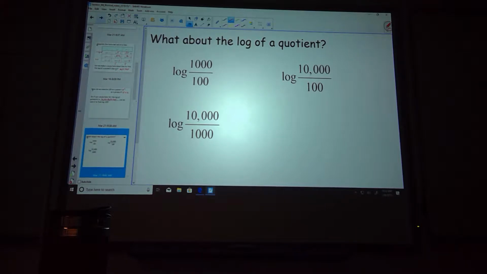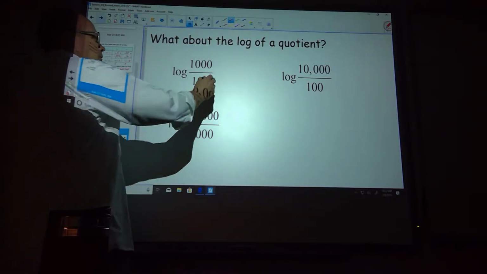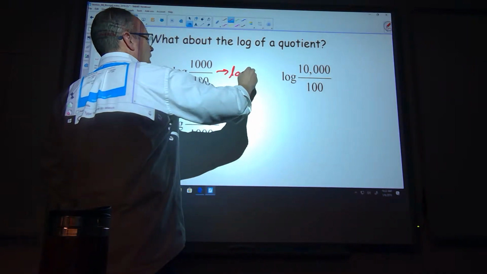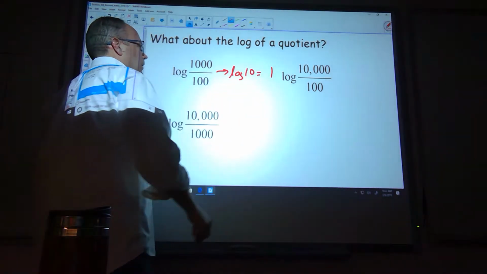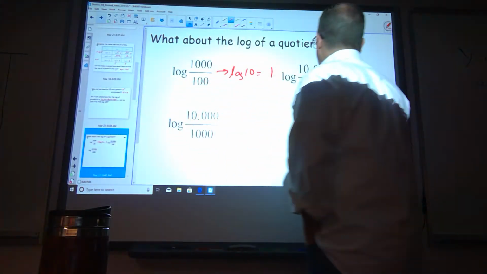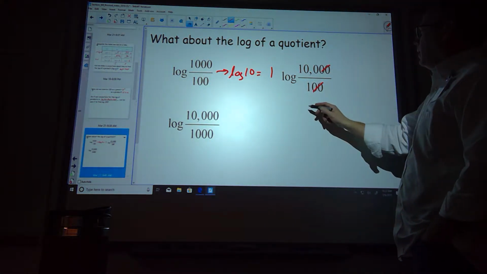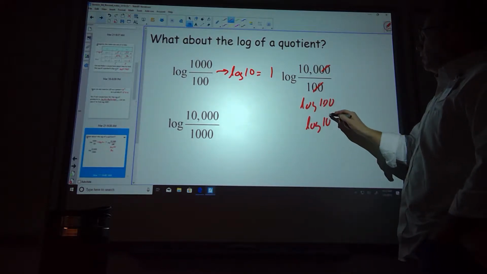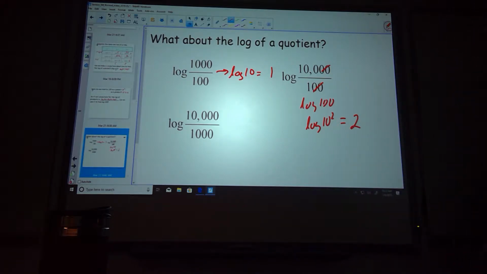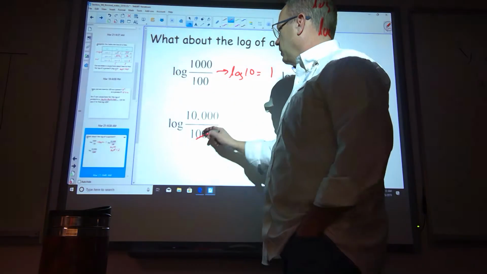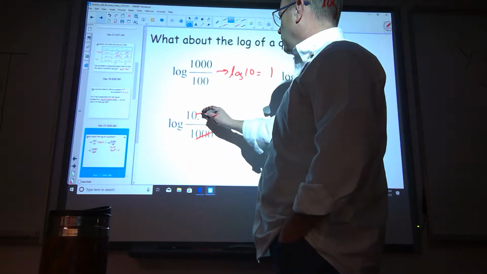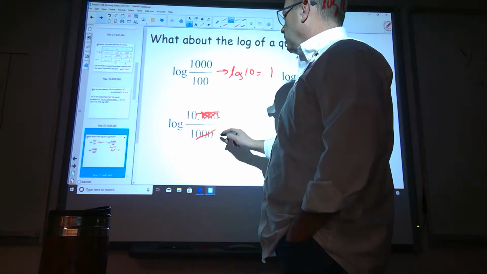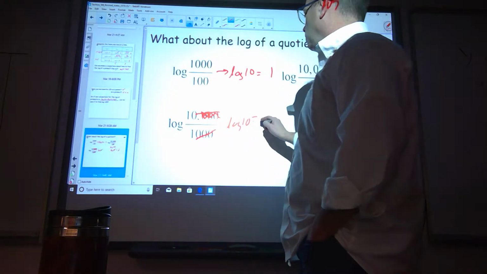Okay, log of quotients. Well, let's take care of the 1,000 over 100 is 10. So this becomes log 10, and log base 10 of 10 is equal to 1. So cancel out those three, so this becomes log 100, which is log 10 squared, so that's equal to 2. And then over 1,000, cancel 1, 2, 3, 1, 2, 3. So those three. So this just becomes log 10, which equals 1.